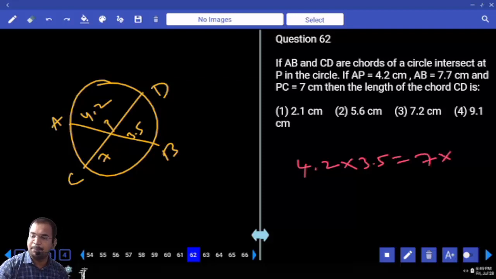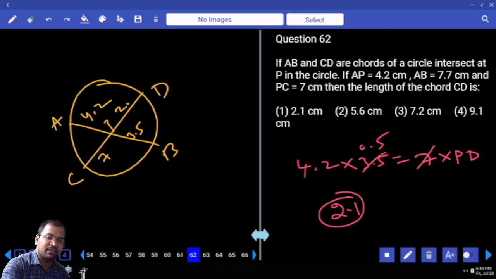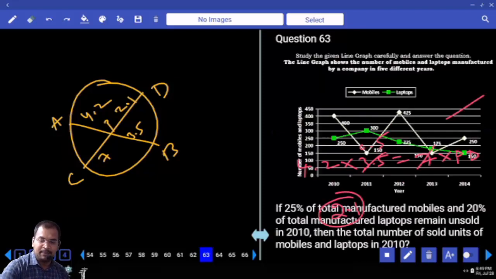Then we need to find out PD first. Yes or no? 7 ones are 7. 0.5 times na? 0.5 times of 4.2. 2.1. Therefore PD is 2.1. But they are not asking PD. They are asking CD. 7 plus 2.1. Your answer is 9.1.